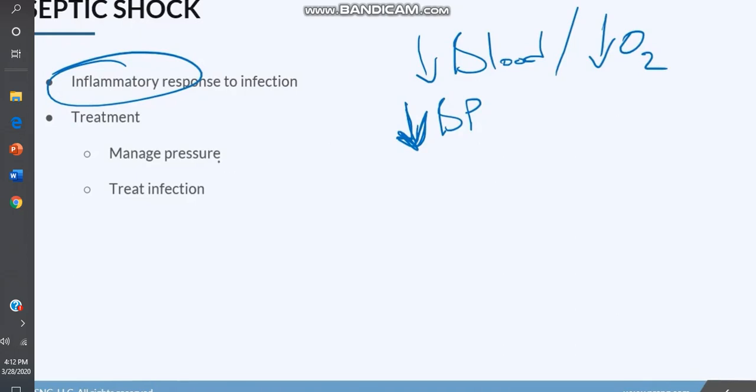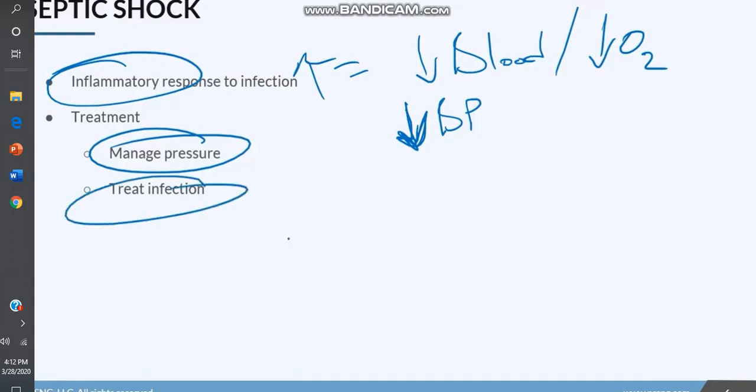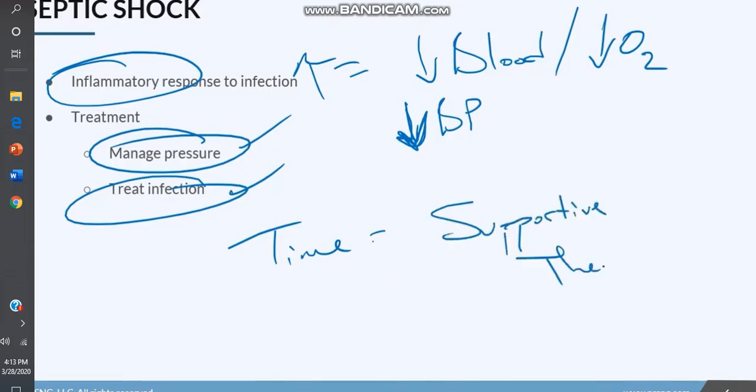So what do we need to do for those patients? Number one, manage your pressure. Again, focus on managing that low blood pressure so that we can get these two things to go up. And also, and more importantly, treat the infection. If we get that infection under control, a lot of these things will start to get better on their own. But the problem is you really got to manage this pressure and you got to treat this infection. And it's going to take time. This is not something that's just going to happen right now. So we've got to give it some time. So you're going to be offering that supportive therapy for those patients.